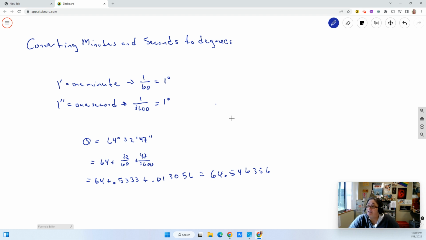How did I get that 3,600? That is just the conversion. 1 over 3,600 equals 1 degree. So if I have 1 second and I divide it, in this case I did 47 over 3,600 because that's how many seconds I had. I had 47 seconds. So its conversion rate was 3,600, which is basically 60 times 60, and there's 60 seconds in a minute and 60 minutes in an hour. That's kind of how it works out.